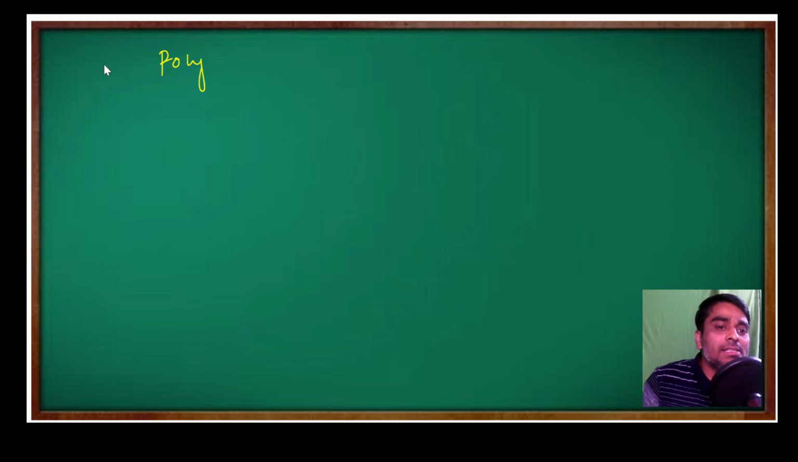Polynomial, this is the assertion. Okay, polynomial x square plus 4x has two real zeros.